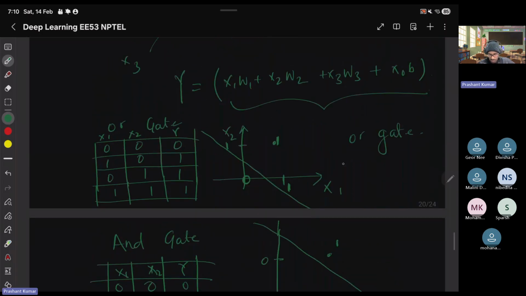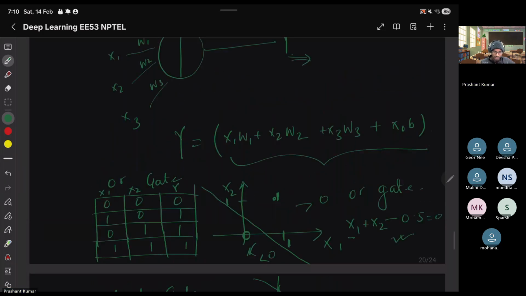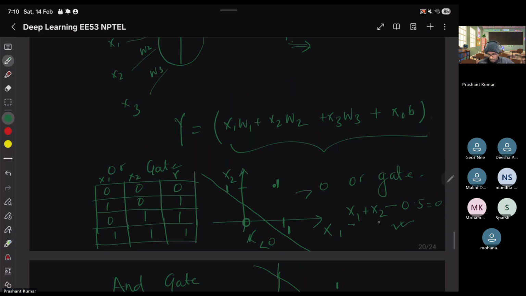So this equation might look like x1 plus x2 minus 0.5 is equal to 0. Let's see if it is fitting or not. If I give 0, 0, it will become negative. If I give 1, 0, it will become positive. Right? So this is the positive area, this is the negative area. So in this case, W1 is 1, W2 is 1, and B is minus 0.5. Right?